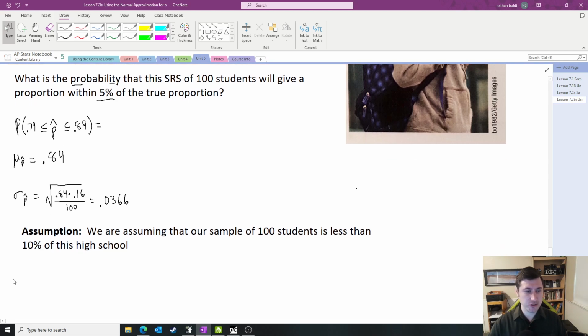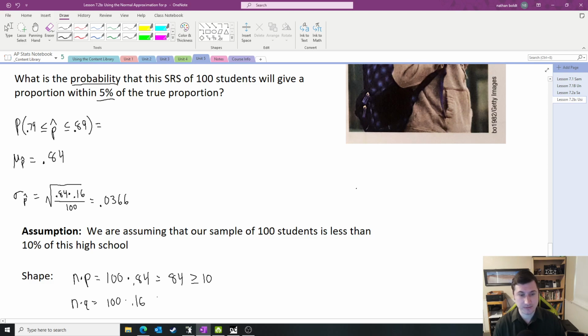Next, we need to know the shape. Is the shape normal? So we have to test n times p, which is equal to 100 times 0.84, which, well, that's just 84, which is definitely greater than or equal to 10. And n times q, which is 100 times 0.16, which is, well, 16. We can do that in our head, which is also greater than or equal to 10. So we have now verified that we do have an approximately normal shape.